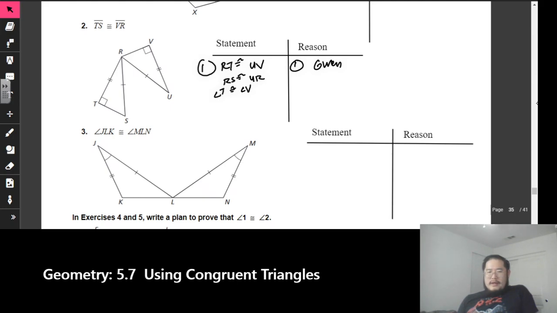So now let's go ahead right here in statement 2. Guess what? I have enough information to prove two triangles are congruent. I could say that triangle RTS is congruent to triangle UVR. And I can say that because we have the hypotenuse-leg congruence theorem.